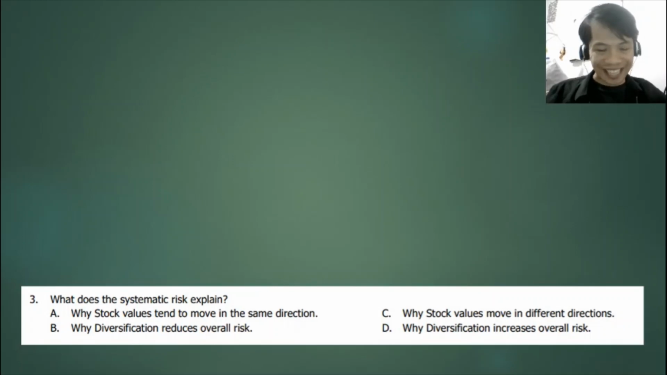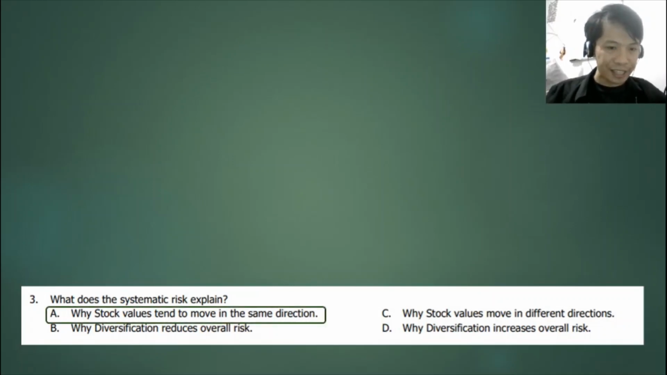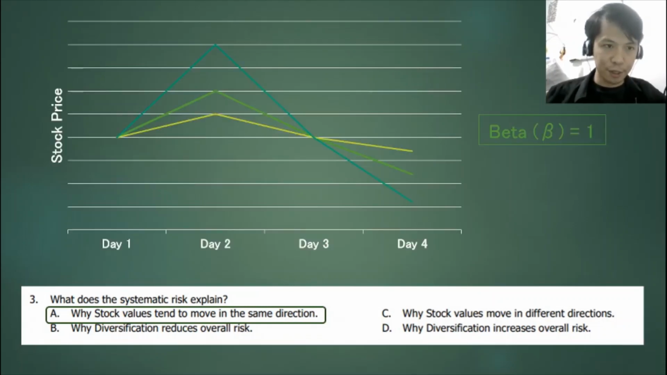So the correct answer for this question is letter A, why stock values tend to move in the same direction. As I have told you, systematic risk is risk inherent in the market. After diversification, this still remains. To fully understand what this systematic risk means, I want you to imagine the following graph.